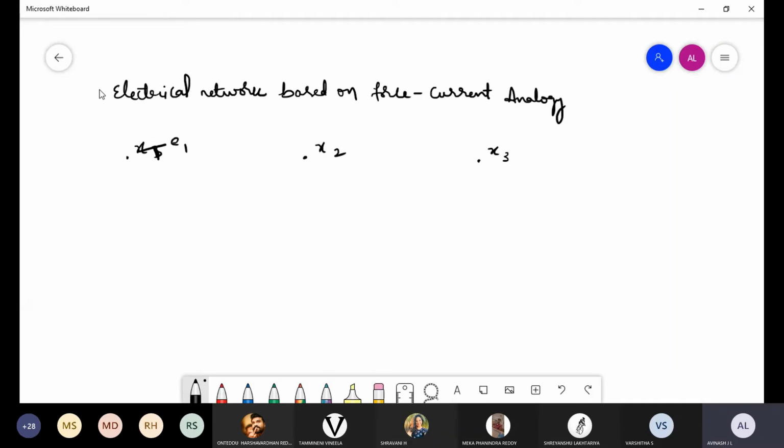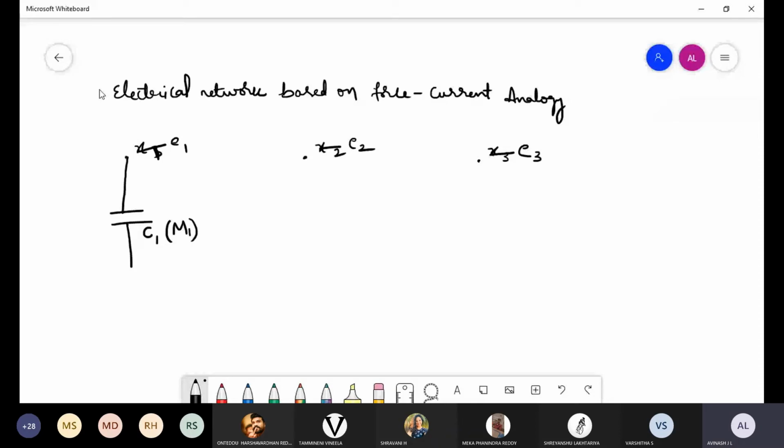We can consider x2 as E2, and we can consider x3 as E3. Now, instead of mass, I told you that we can use springs. We can use a capacitor C1. So in the bracket I can write M1.